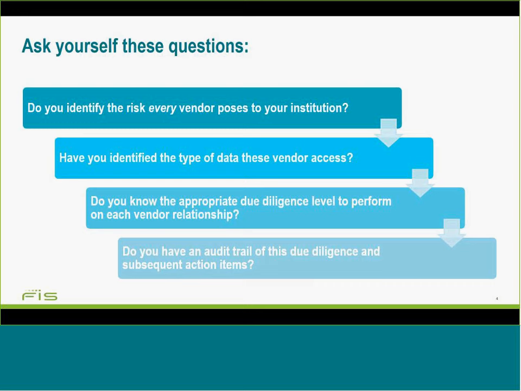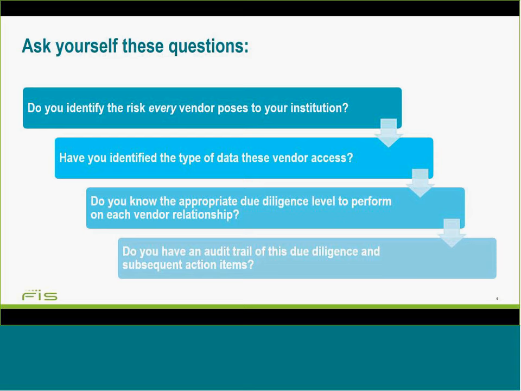When it comes to risk management and what we're actually doing today, you may have an adequate process in place, but there are four critical questions that you need to be asking yourself. One is going to be to identify the risk that every vendor poses to your institution. Two is going to be, have you identified the type of data that these vendors have access to? That question alone is going to start to help you tier your vendor portfolio and risk assess how critical those vendors are to your institution.